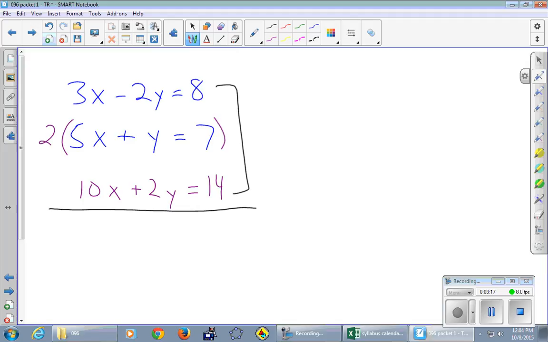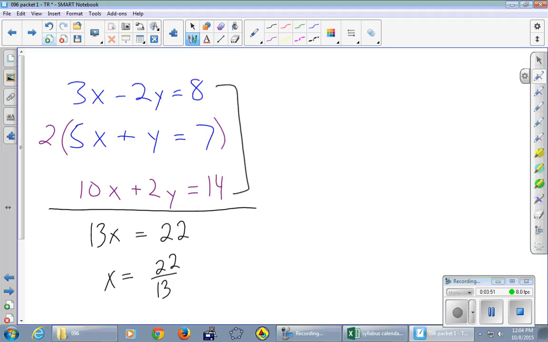How many x's? 3x plus 10x, 13x. What about the y's? They cancel. And what do we get when we add the right-hand side? 22, right? So how much is x as a fraction? 22 on 13, right? So that's the answer. That's the right answer. Don't type it in the calculator. It's going to make it worse. You're not going to be able to type that decimal in on MyMathLab anyway. So that's the only correct answer for x.